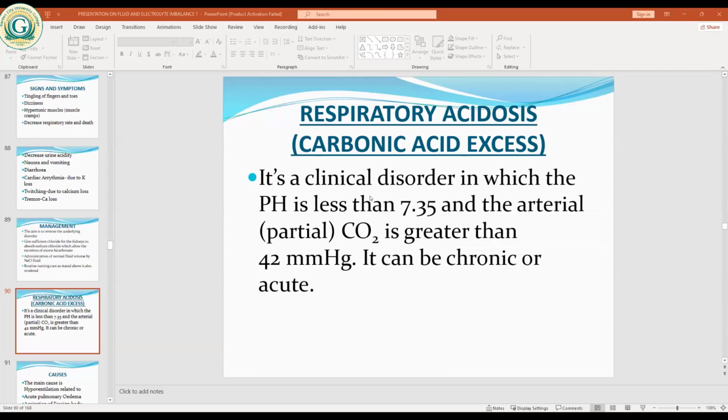So respiratory acidosis or carbonic acid excess. It is a clinical disorder in which the pH is less than 7.35 and the arterial partial pressure of carbon dioxide is greater than 44 millimeters of mercury. Always we are in acidosis, despite the fact that we are talking about respiratory. It can be chronic or acute. So always here, because it's respiratory, the reference is carbon dioxide greater than 42 millimeters of mercury, and the pH in acidic medium is less than 7.35.